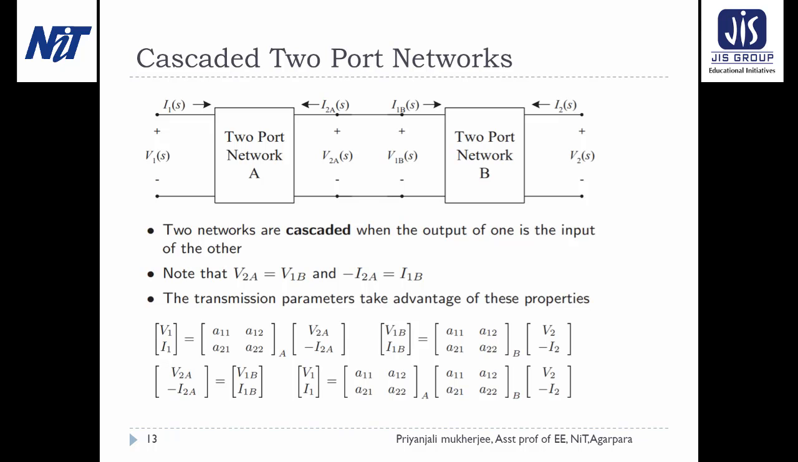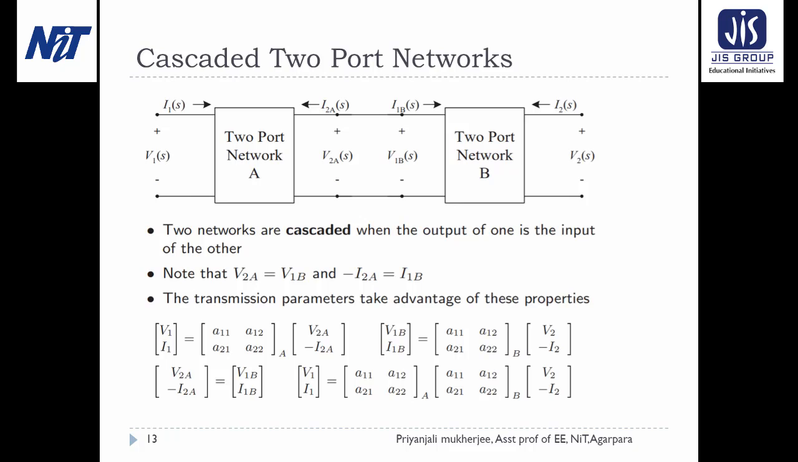Next is the connection of two-port networks. Now there are different configurations. First is the cascaded connection, and this cascaded connection is useful for the ABCD parameters, whereas the parallel connection is useful for the Y parameters. So let's take an example of cascaded connection.